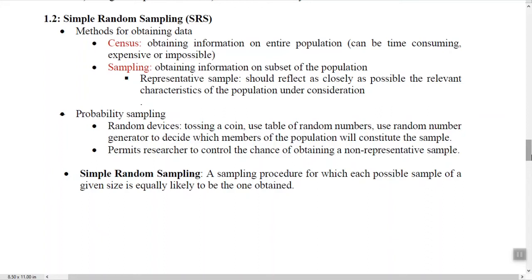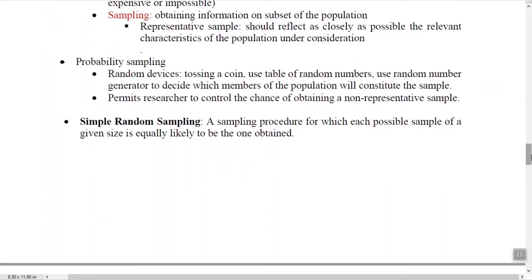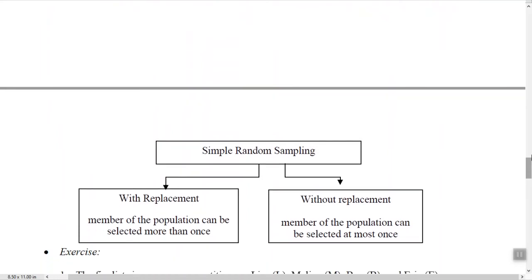Next, what actually is random sampling? It is a sampling procedure, as I mentioned before, in which each possible sample of a given size is equally likely to be the one obtained, which means all the individuals or elements in the population have an equal chance to go into the sample. Okay, it's a fair game.